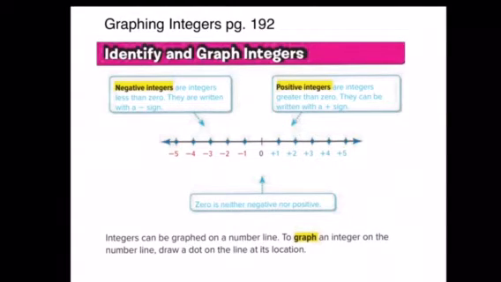All right, integers can be graphed on a number line. To graph an integer on the number line, draw a dot on the line at its location. So I know you've probably done this before. I just wanted to make sure that we were clear. It's a graph. You put the dot on the number line. Okay, next slide.